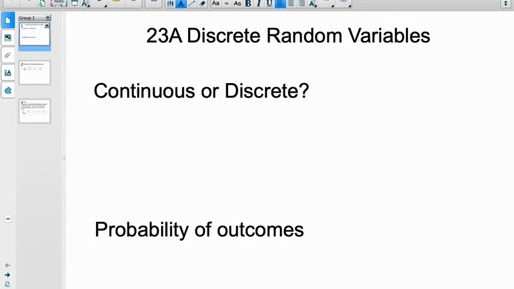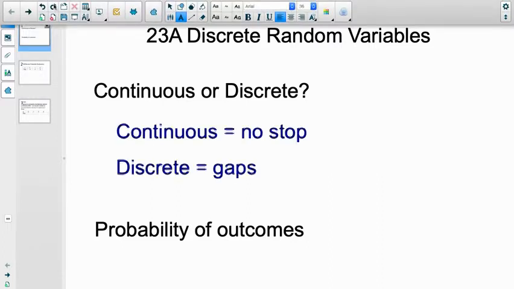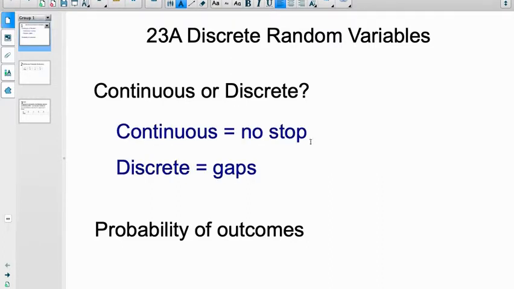All right, so today we're going to do 23A and 23B. 23A is discrete random variables. So we've got to figure out if the variable is continuous or discrete. Continuous, there's going to be no stops or gaps. So like height or weight, you don't just jump from 4 foot to 5 foot. You've got to go all the way in between. Discrete, there's gaps. So like counting numbers, 1, 2, 3, and so on.